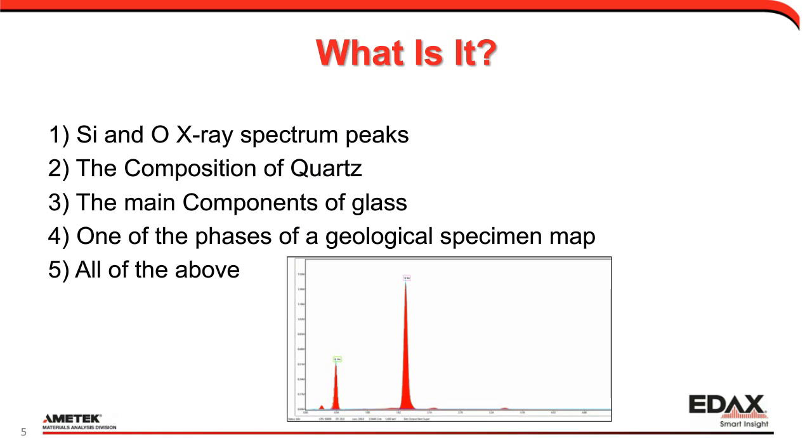You might say it is silicon and oxygen X-ray peaks. You might say it's the composition of quartz. So if you're a geologist, that might be your perspective. You might also say that silicon and oxygen are the main components of glass. You could say that this is one of the phases in your geological specimen map. You might say all of the above.